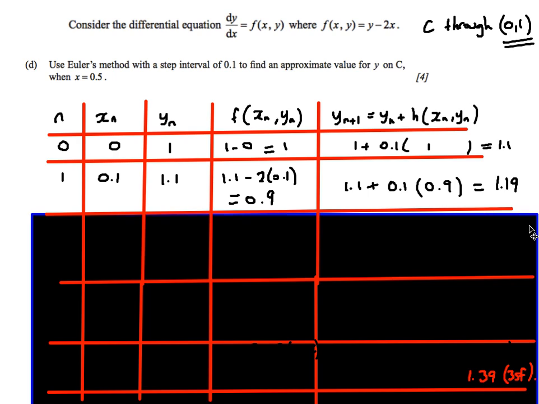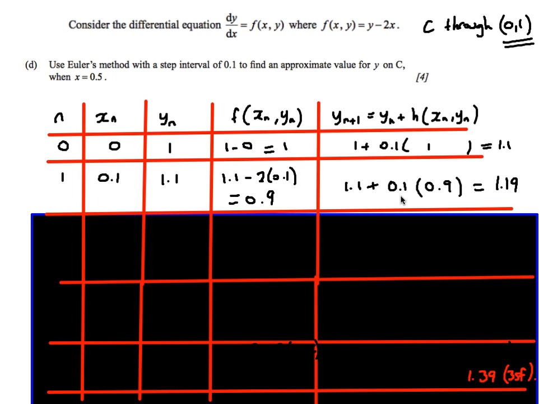And then basically I just have to do the whole thing all over again, and I do it several times. So now n is equal to 1. Because I'm adding 0.1 each time, the xn value is now 0.1. I now take this new value of 1.1 to be my new yn value. And then I put these two values, 0.1 and 1.1, into my function. So I'm going to do 1.1 take away 2 times 0.1, which gives me 0.9.